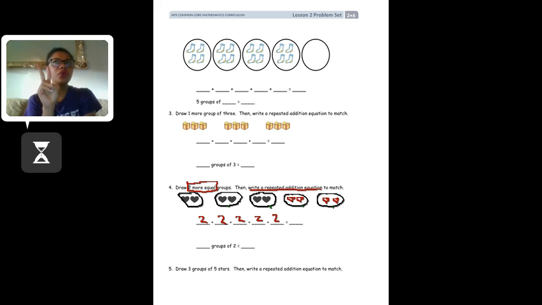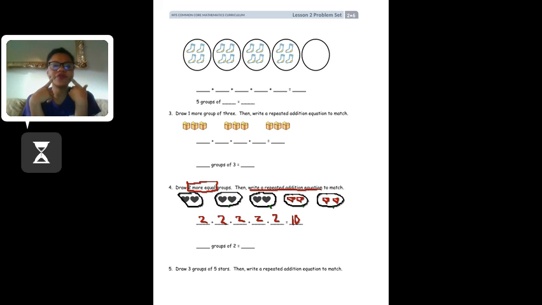So I know that 2 plus 2 is 4, and then 4 plus 2 is 6, and then 6 plus 2 is 8, and then 8 plus 2 is 10. So I know that 2 plus 2 plus 2 plus 2 plus 2 equals 10. So let me grab my red pencil, and I'm going to put that the total amount of hearts is 10. And that completes our repeated addition equation. Now, if I go down to the bottom, it says blank groups of 2 equals blank in total.